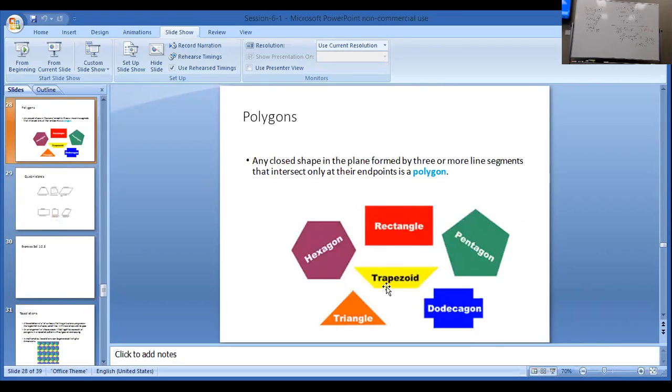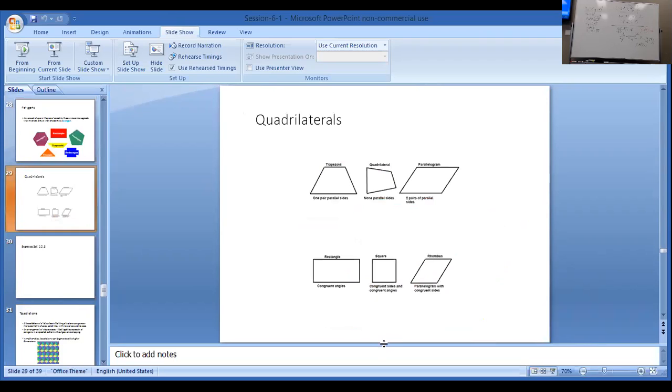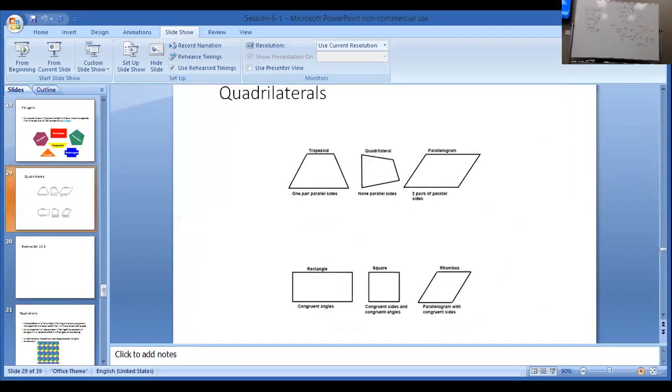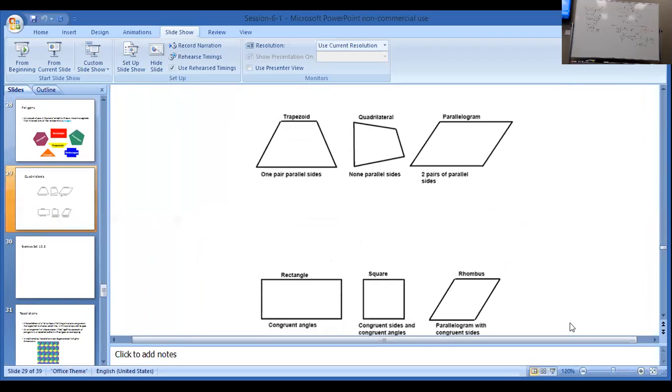Triangle, trapezoid, pentagon, rectangle. Okay. We have quadrilateral shapes. Just remember to know these terms. Let me make it a little bit bigger for myself. A trapezoid has one pair of parallel lines. With no parallel sides, it's called a quadrilateral. With two pairs of parallel sides, like these two and these two, we get a parallelogram. Okay.